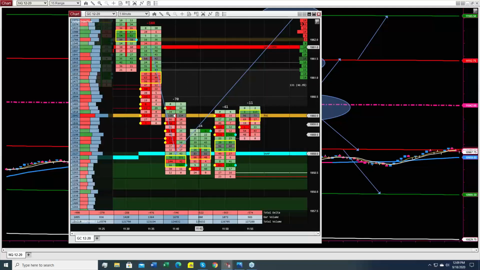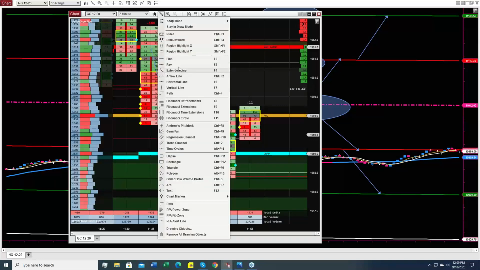I can't, guys, with this crosshair, I'm trying to get rid of this. So there we go.